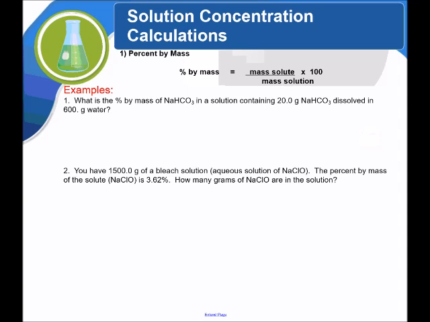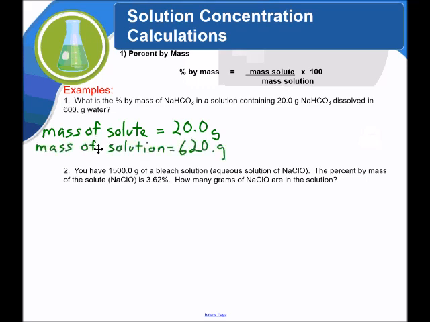20 grams of sodium bicarbonate dissolved in 600 grams of water? So let's see what we've got. First, the mass of our solute is 20 grams. Now, the mass of our solution is going to be the solute plus the solvent. In this case, we have 20 grams of sodium bicarbonate and 600 grams of water, so we're going to add those. You can't forget to add these. Don't just put 20 over 600 and think you're done, because the solution is the water plus the solute.